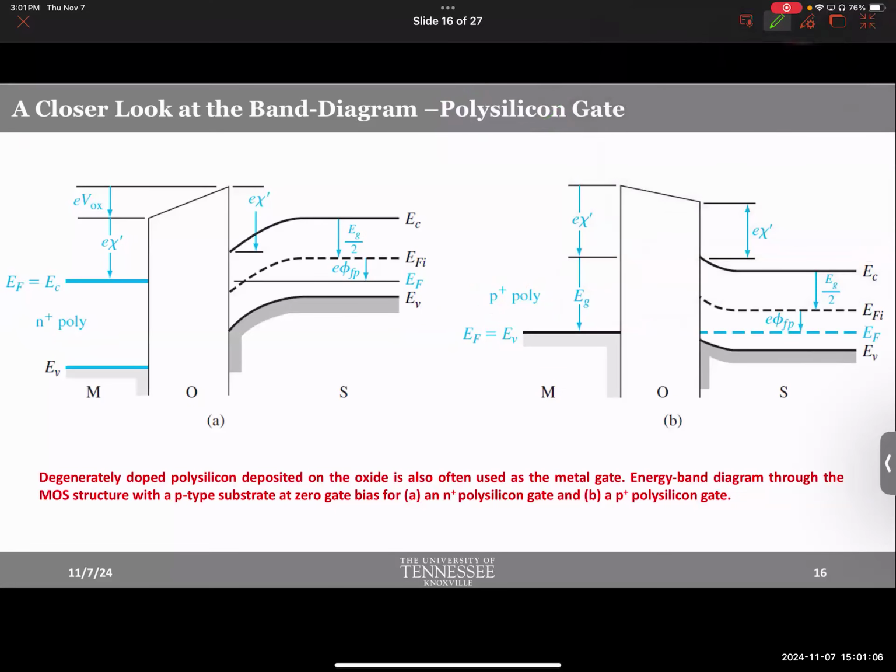How can you tell, looking at the band diagram, that this is a polysilicon gate versus a metal gate? And all of these are challenging, interesting questions for interviews, by the way. I don't know if you have ever taken any interviews with any tech or semiconductor company.